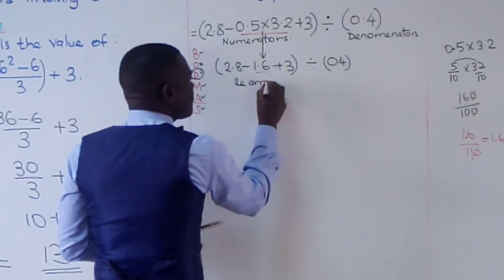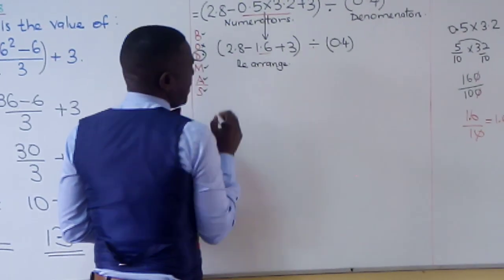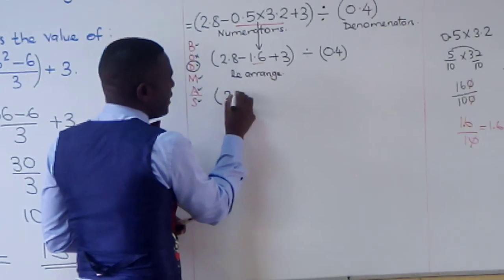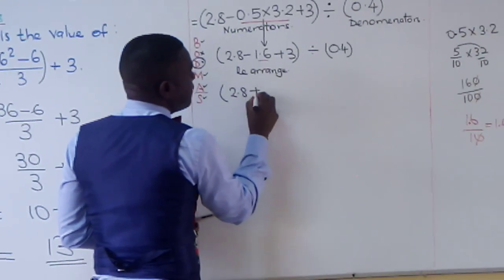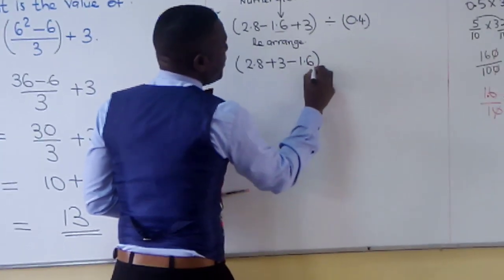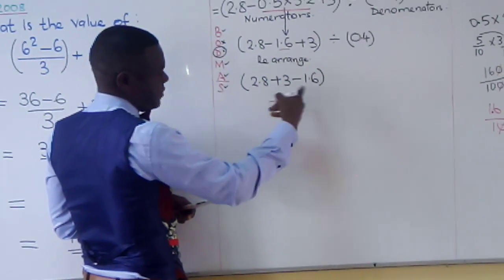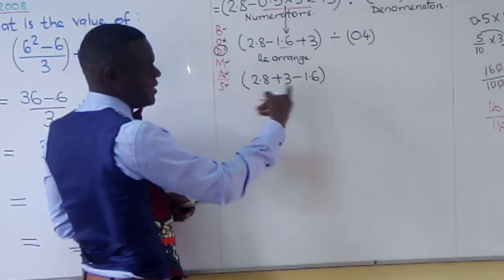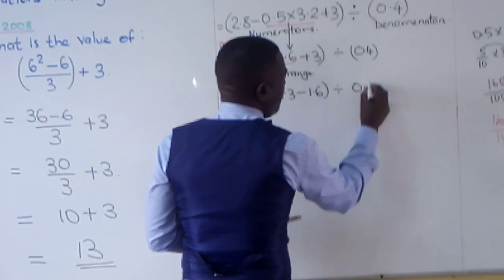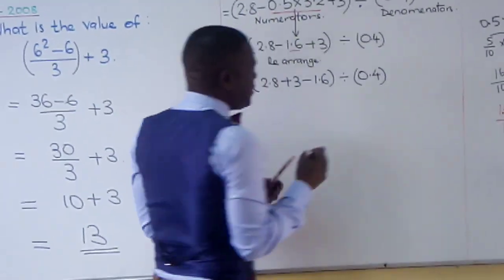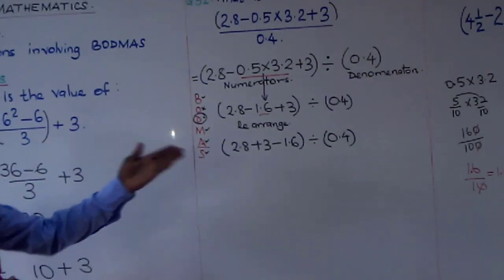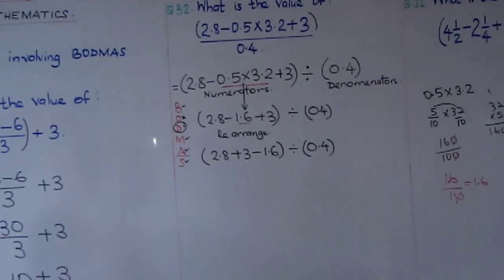We rearrange. So in the bracket we'll have positive 2.8, positive 3, and now negative 1.8. We have reshuffled the arrangement of the integers, then divided by 0.4. Did you get something new? Very good. I would like you to follow that. Then we come to the next step.